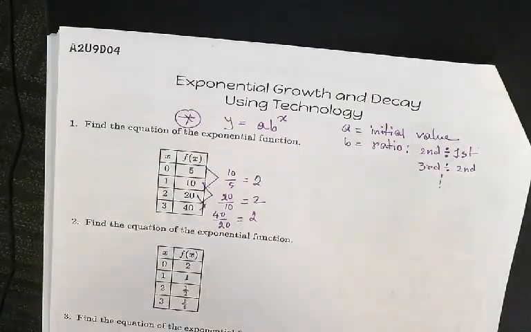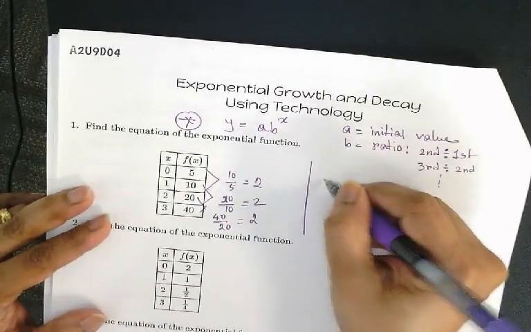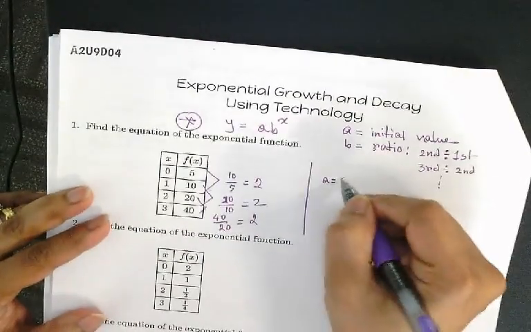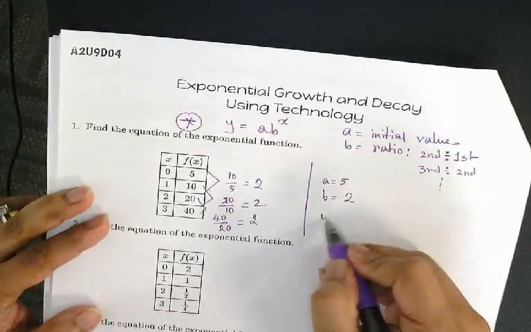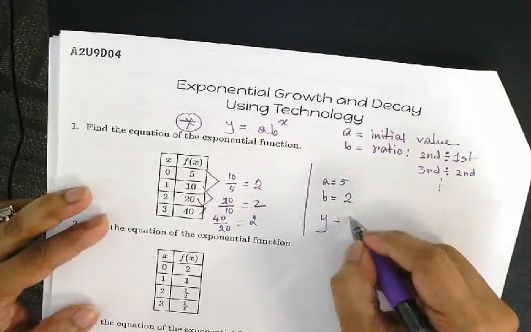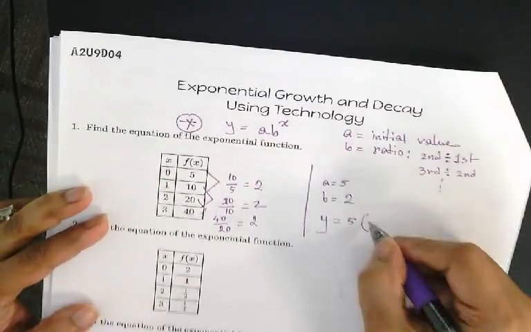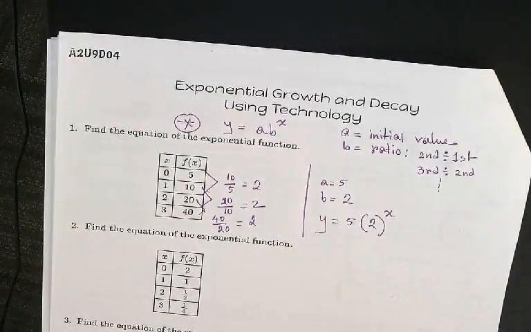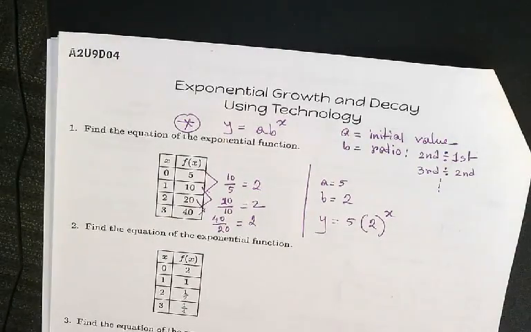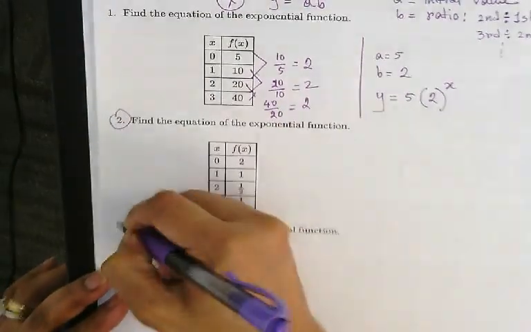So what is my A value here? 5. What is my B value? 2. Let's write the equation. y is going to be equal to 5 times 2 to the power x. That's it. Plain and simple. Question? Confusion anywhere? All right, do number 2 and 3. I'm giving you a minute.